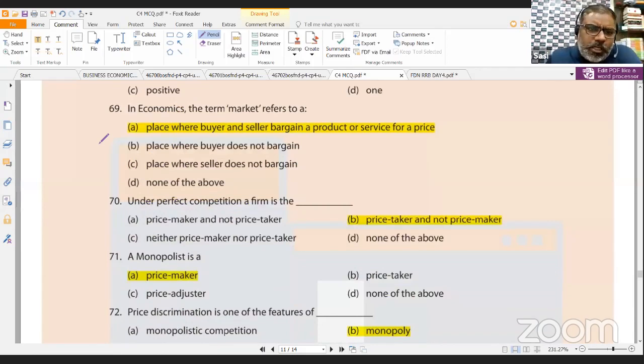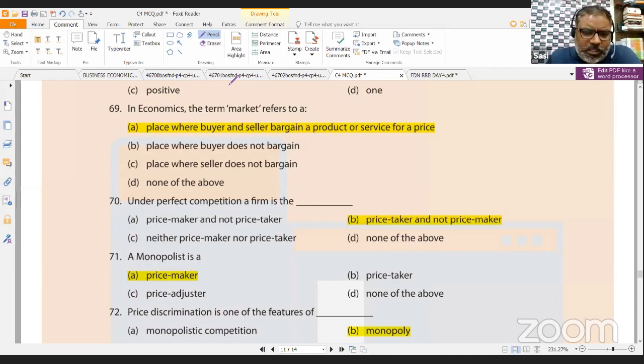Now 69th question in economics: the market refers to what? Simple. The place where buyers and sellers bargain for a product or service for a price. In general, in economics, that is one of the conditions for a market, where the buyers and sellers will have a bargain for the price. So 69th question answer is A.